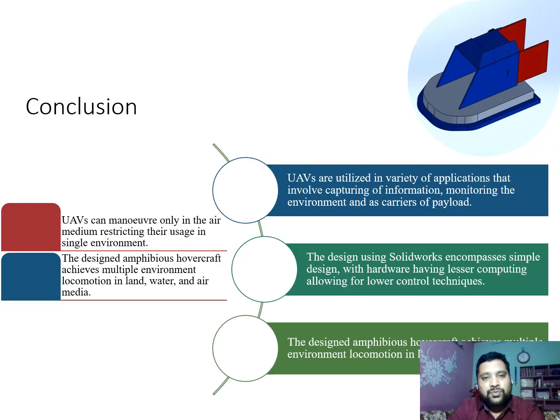The prototype we developed for the hovercraft amphibious robot was able to provide us the appropriate lift as well as propulsion in the forward direction. So we can conclude that, since UAVs can maneuver in a single environment, the designed amphibious hovercraft achieves multiple environment locomotion in land, water and air.